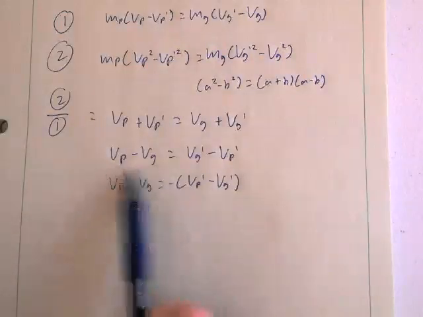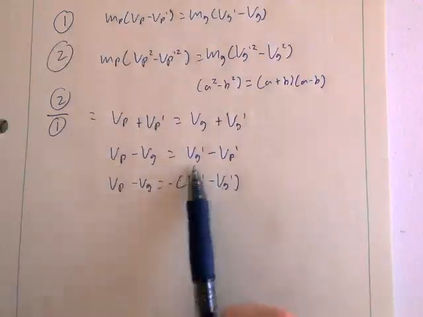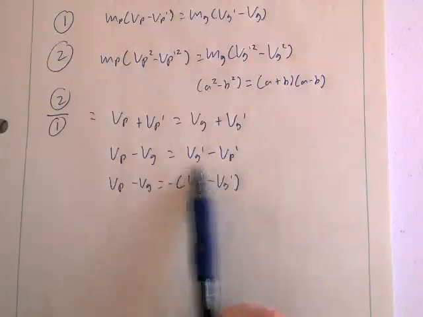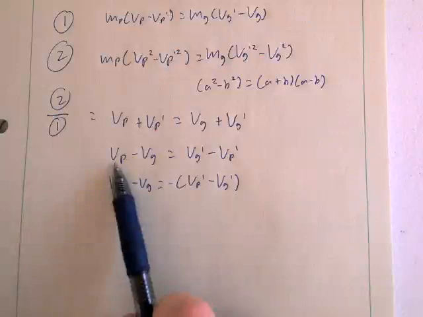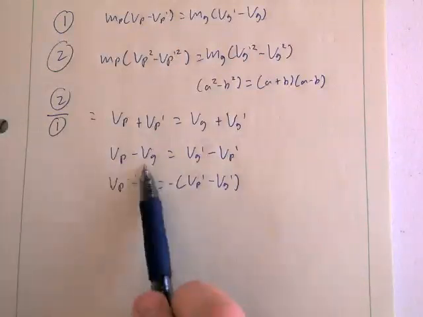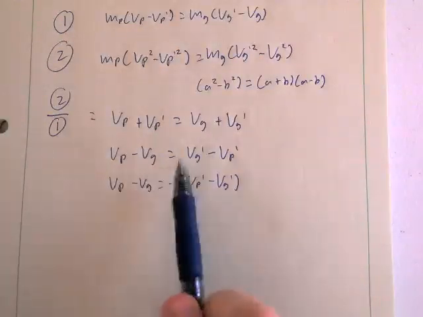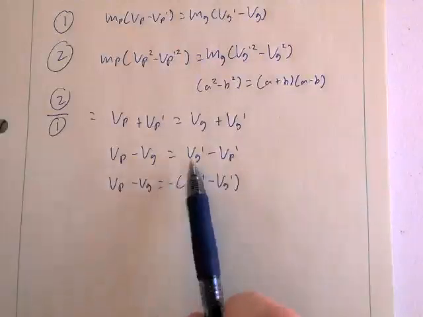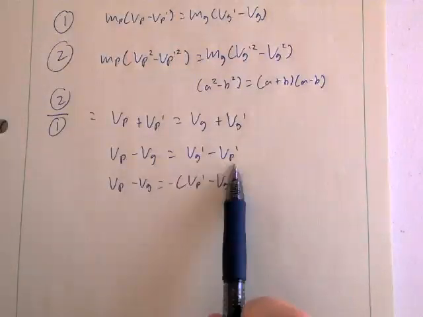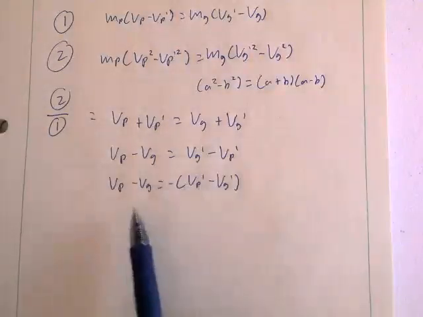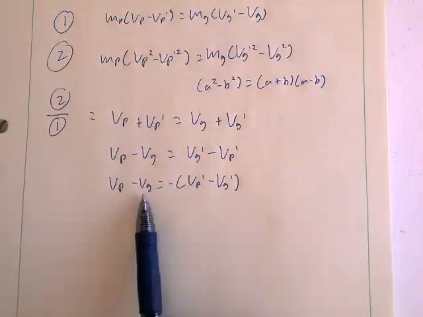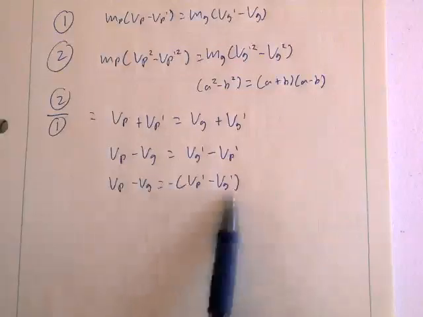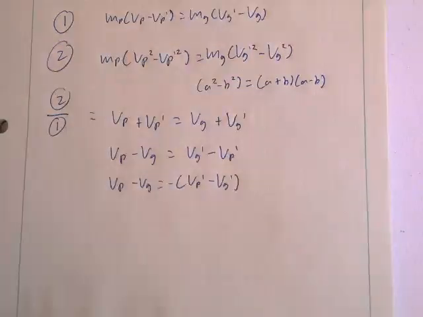So I've got my speeds beforehand, and these are somehow equal to this thing that looks very similar. It's not quite the same though. I have the velocity of the puck before minus the velocity of the goalie before has to be equal to the velocity of the goalie after minus the velocity of the puck after. Or again, we can say the difference in speeds between the puck and goalie before has to be equal to the negative of the difference in speeds between the puck and the goalie after.